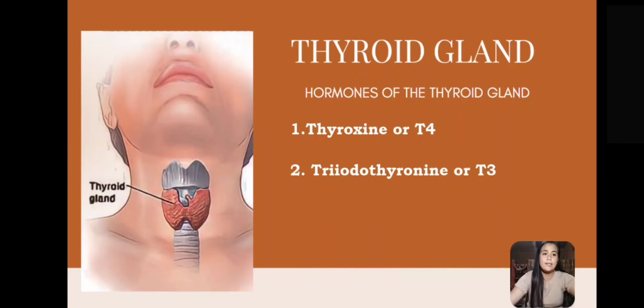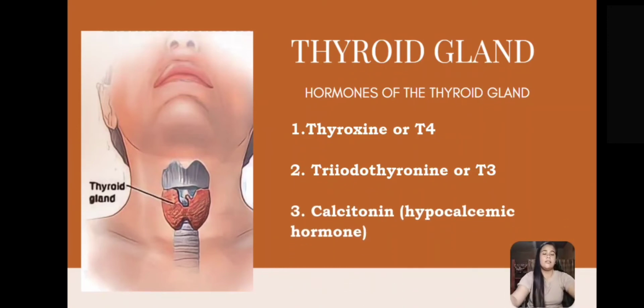Next hormone is calcitonin. So our calcitonin is a hypocalcemic hormone. So what does this mean? When you say hypocalcemic hormone, calcitonin helps to regulate the calcium level in the body by decreasing it. So it controls our calcium level in the body. Since it is hypocalcemic, it controls the calcium by decreasing the level of it in our bloodstream.